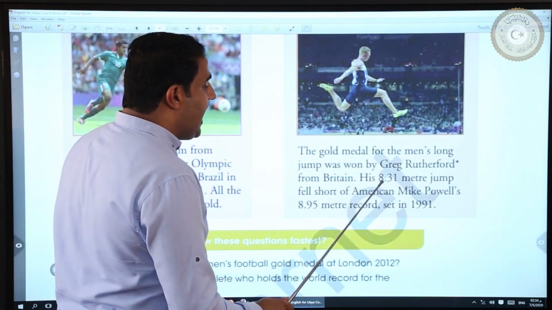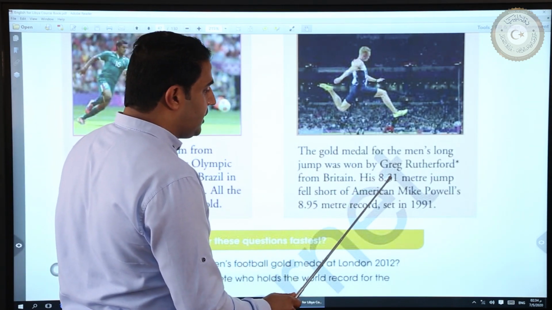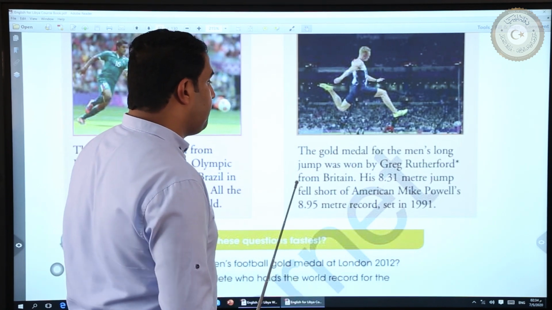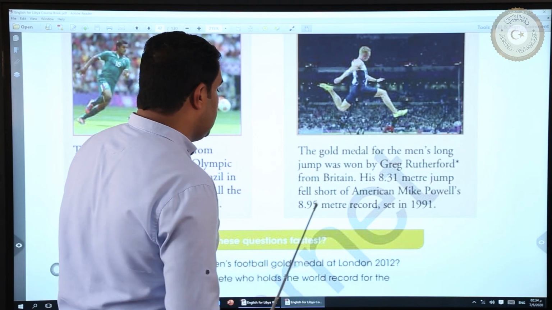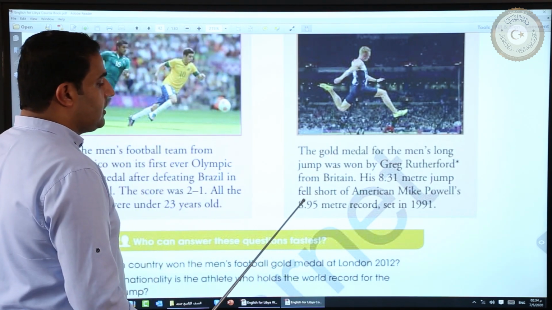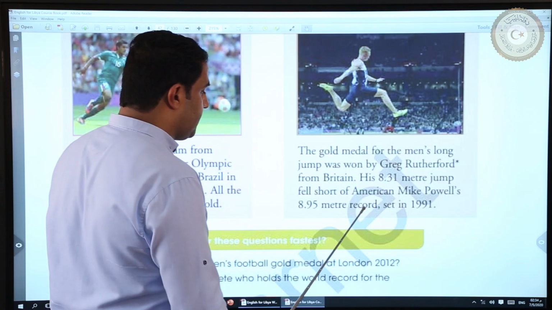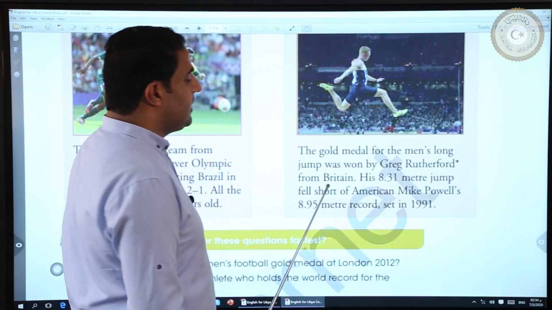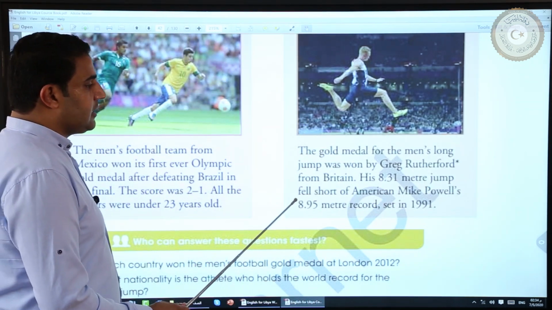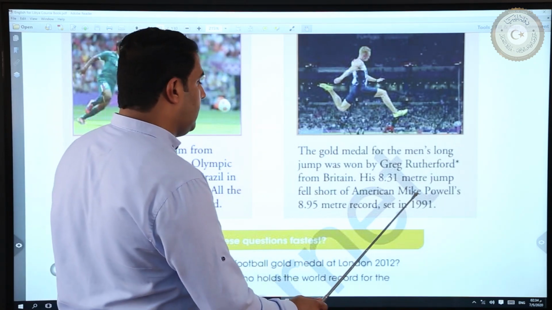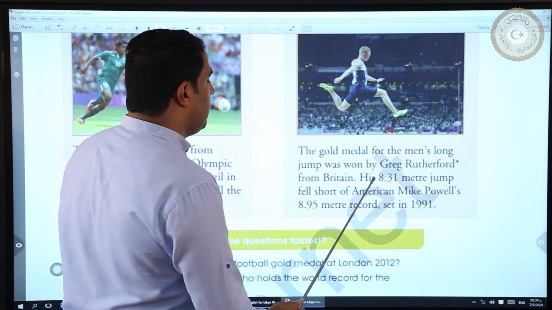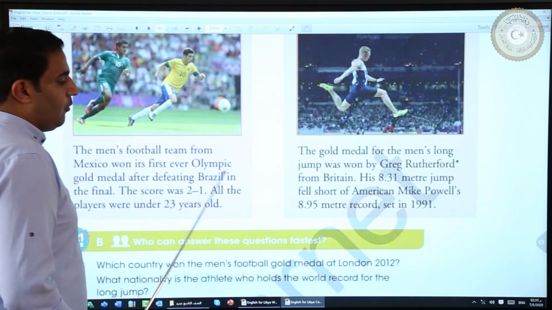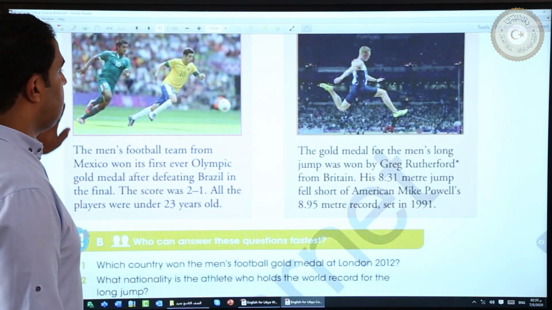His 8.31 meter jump fell short of American Mike Powell's 8.95 meter record set in 1991. This record belongs to the American player Mike Powell, and the British player's jump was lower than it in points. Okay? So this is the one here.